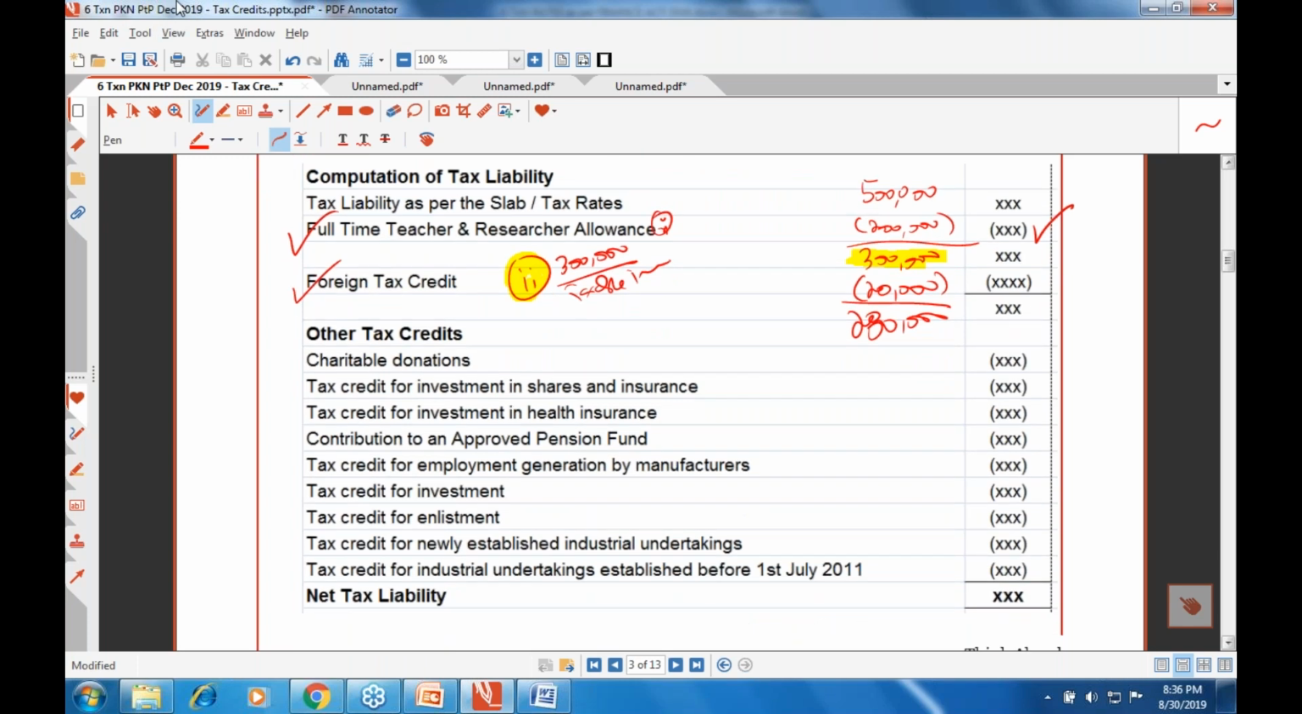Now, a very important concept: once we calculated the full-time teacher or researcher allowance, we deducted it from this tax liability. Then the remaining tax liability is here. Then the foreign tax credit is based on the revised tax liability. And once the foreign tax credit is deducted, you're now left with the residual tax liability. Now, what is going to happen with respect to this residual tax liability? Let's try to understand the concept.